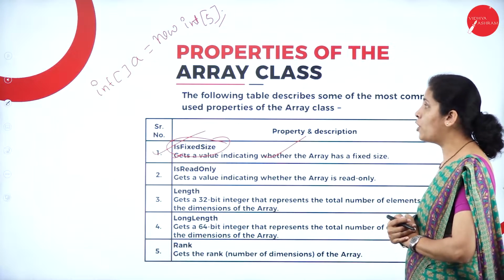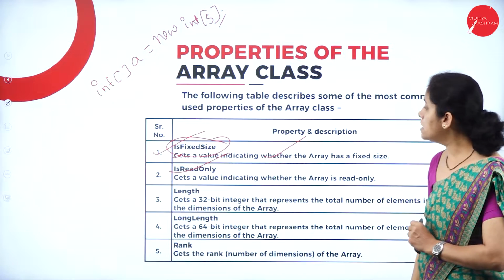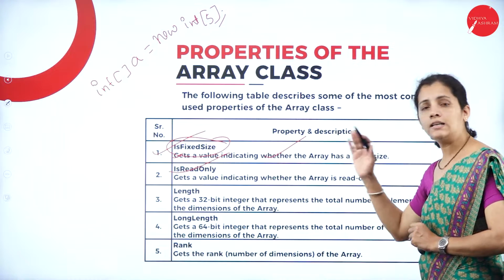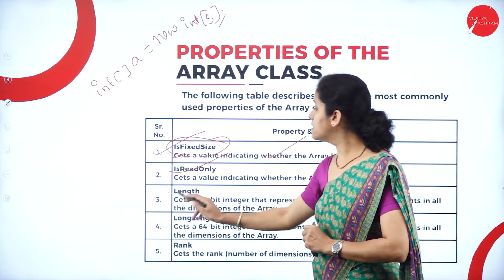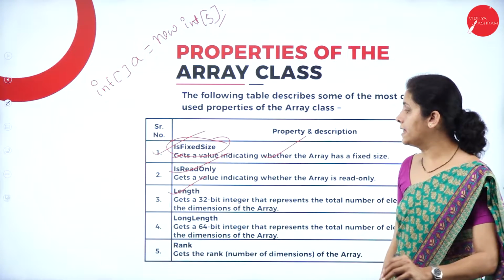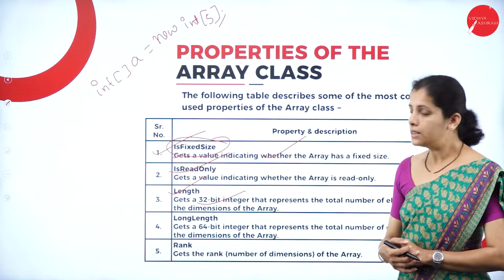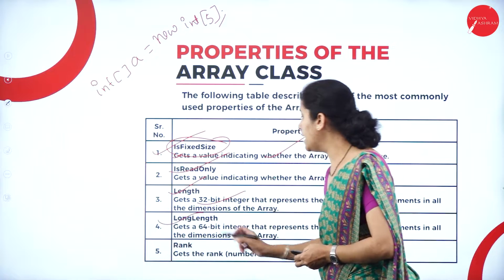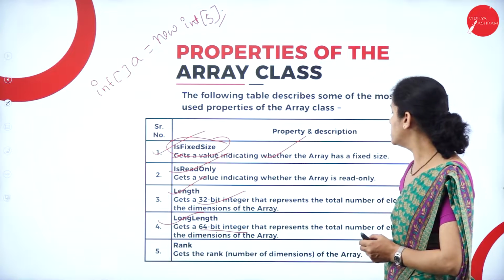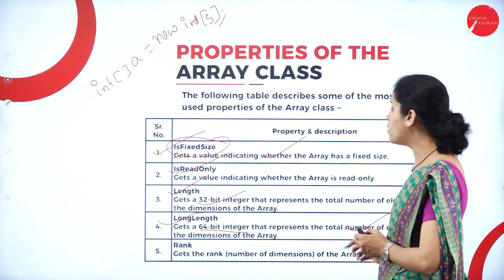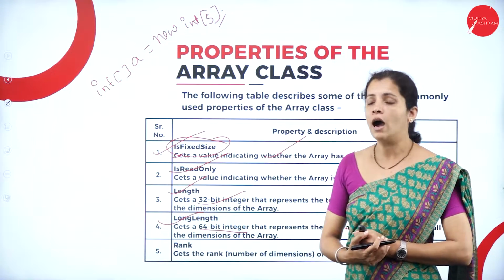And another property, that is IsReadOnly. It returns the value whether the array is read only or not. Then Length. It is going to return the length. And what is the length here? It is a 32-bit integer. Then if I go with LongLength, it returns a 64-bit integer that represents the total number of elements which are present in all the dimensions of the array.